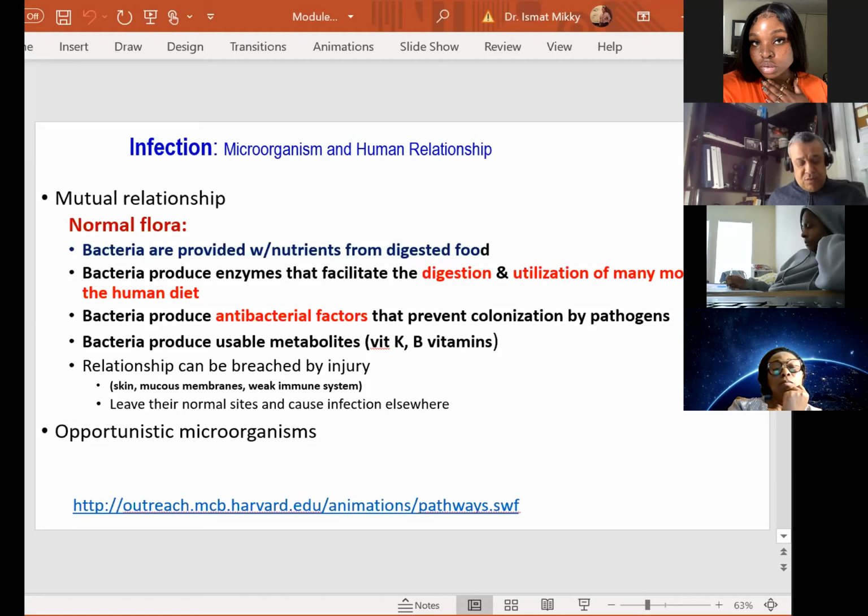When it says normal flora, for example, with microorganisms, it's not always harmful microorganisms, as you learned, and probably learned from other courses like biology or micro, that some of these microorganisms are beneficial to the human being. One example of that would be the normal flora that is present mostly in the GI system.